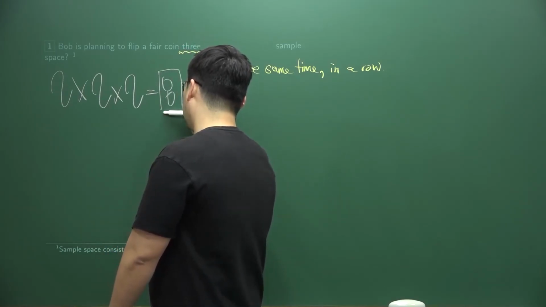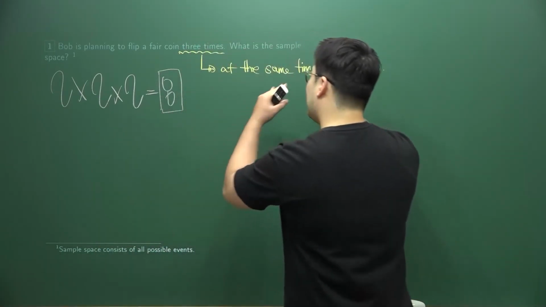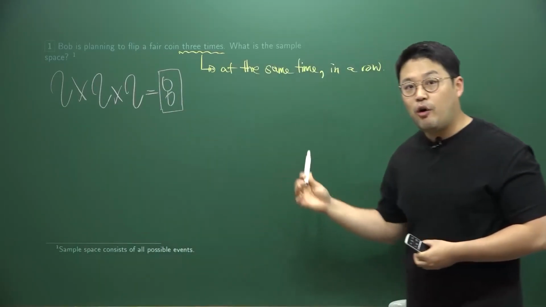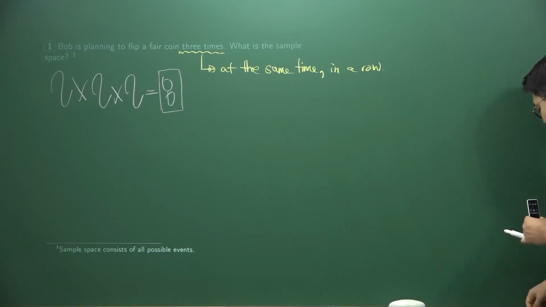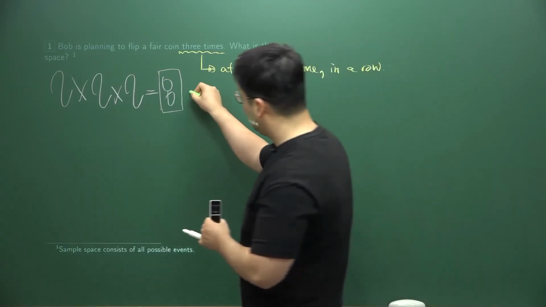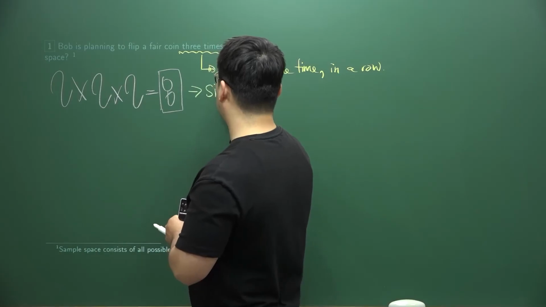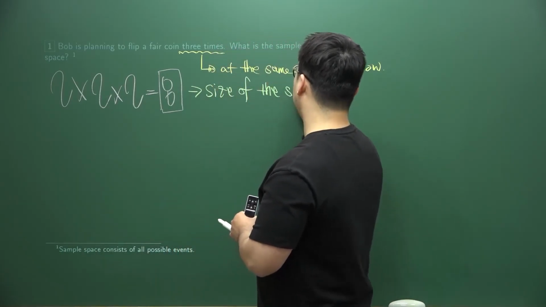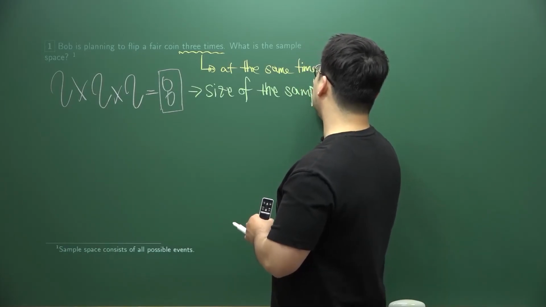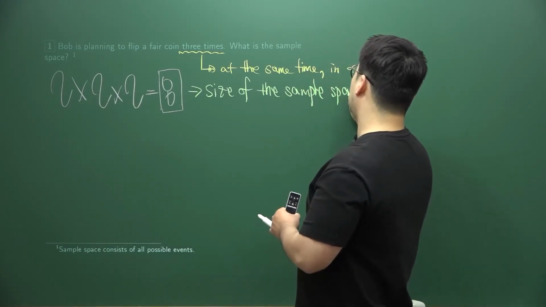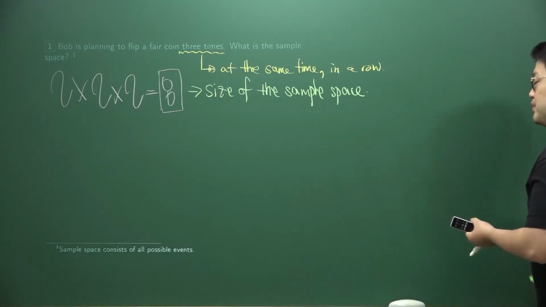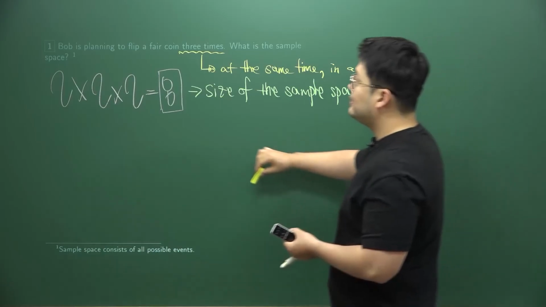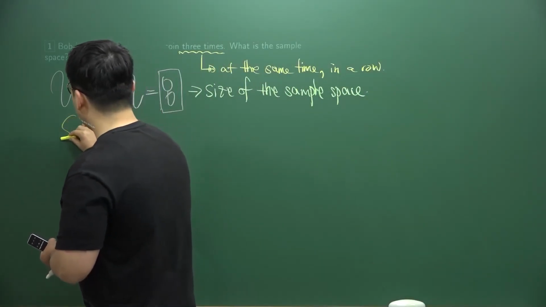That's the sample size. But I didn't write down the sample space. It says the sample space consists of all possible events. This is called the size of the sample space. You can consider the sample space as a universe. There's no other thing that you can produce out of this sample space. Right, so having said this, let's try to write down the sample space.